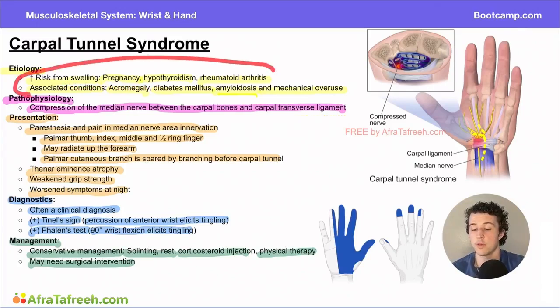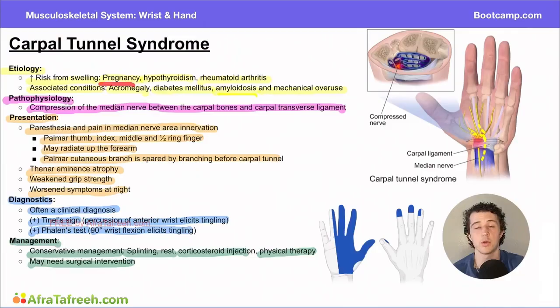So there are a lot of different things that can possibly contribute to your risk of CTS. So pregnancy: increased plasma volume, more blood flow, more swelling. Hypothyroidism: increase of obesity, but also GAG deposition. Rheumatoid arthritis: we're going to have inflammation in that wrist. Inflammation leads to irritation and compression of the median nerve. Acromegaly will cause an overgrowth of the carpal bones that can compress the nerve.